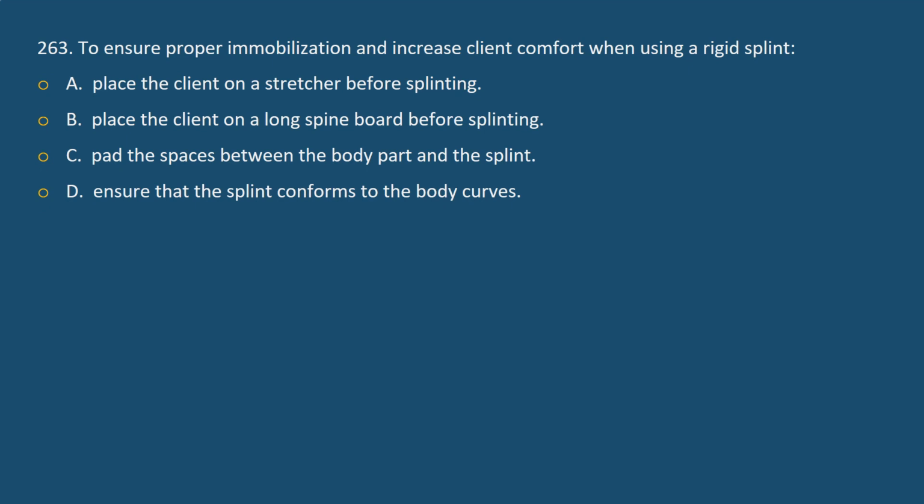Question 263. To ensure proper immobilization and increase client comfort when using a rigid splint, A. Place the client on a stretcher before splinting. B. Place the client on a long spine board before splinting. C. Pad the spaces between the body part and the splint. D. Ensure that the splint conforms to body curves.